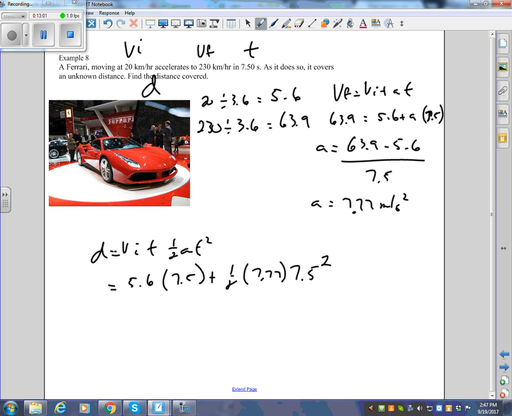Okay, so we got 5.6 times 7.5 plus a half times 7.77 times 7.5 squared. And you should be able to do that all in one big giant step on your calculator.